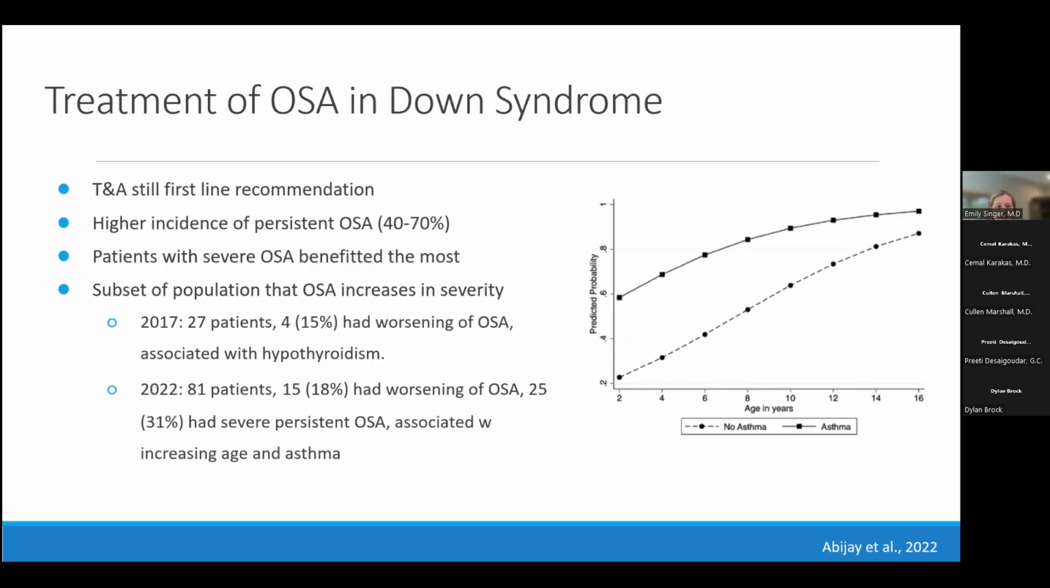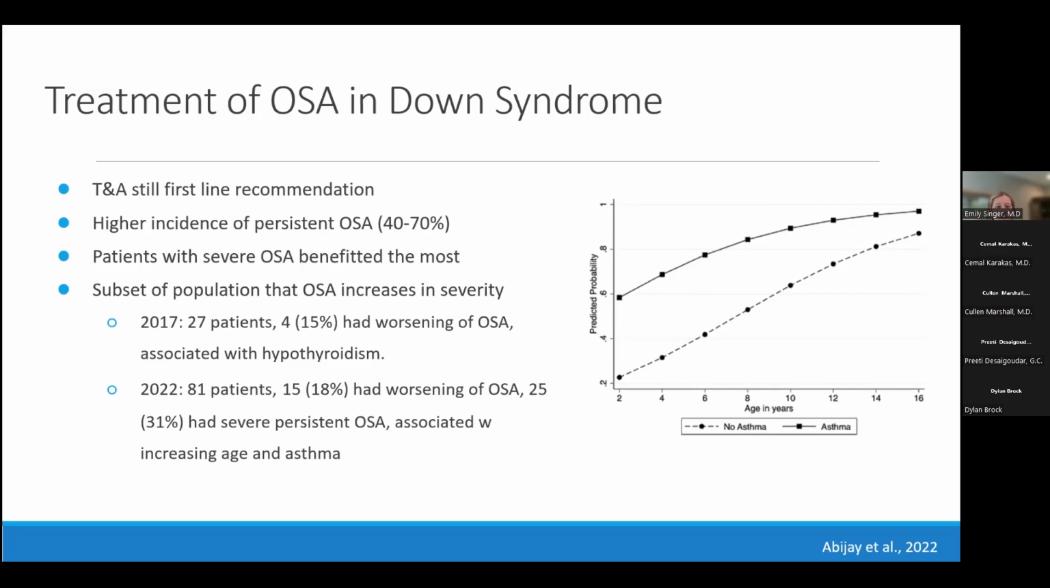All right. So treatment for sleep apnea is the same as in typically developing children. So we would start out with an adenotonsillectomy as first-line treatment. And this has been studied in kids with Down syndrome. And while it is very helpful, unfortunately, it's not as effective as in typically developing individuals. So there's a higher incidence of persistent sleep apnea. About 40 to 70% of these children can have persistent sleep apnea. So it's important to think about what kind of follow-up and sleep study they might need even after surgery.